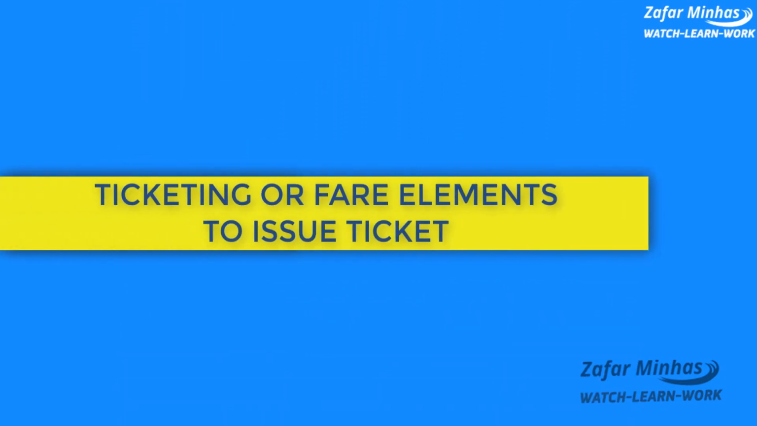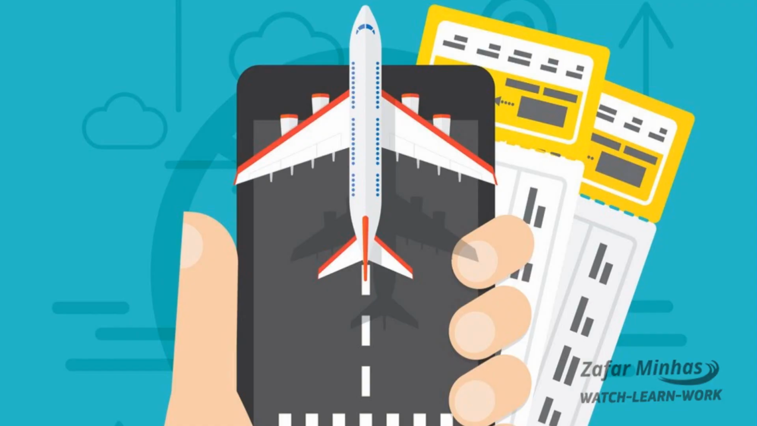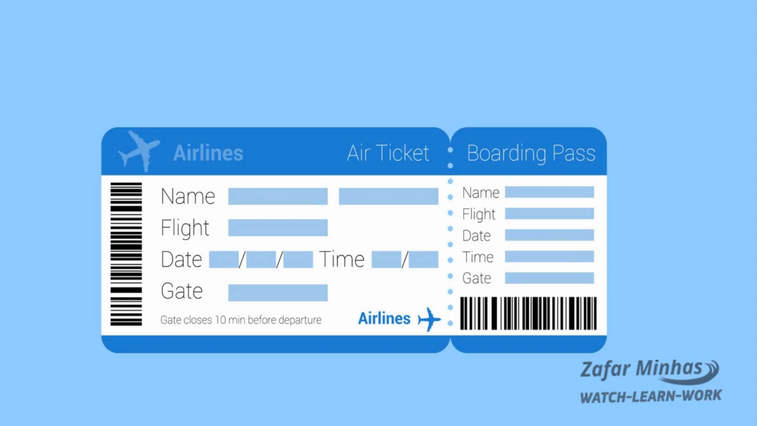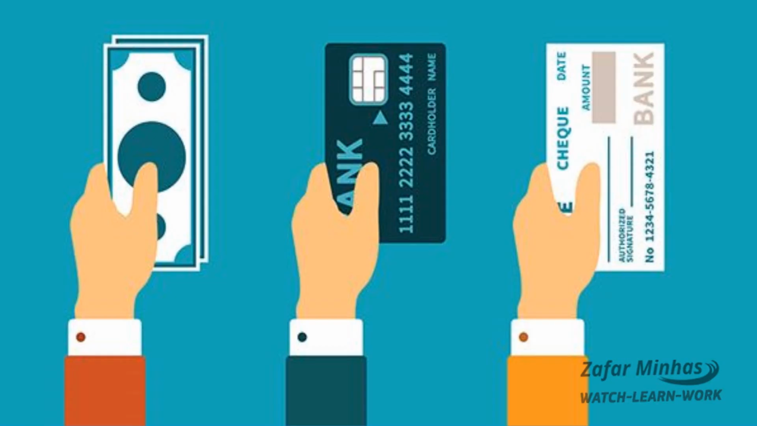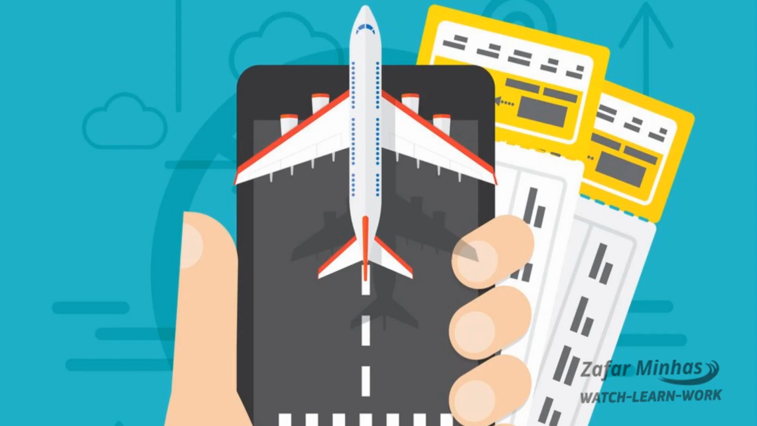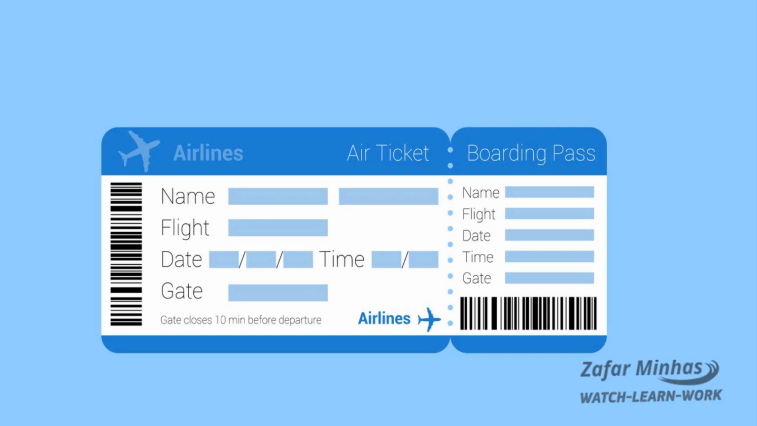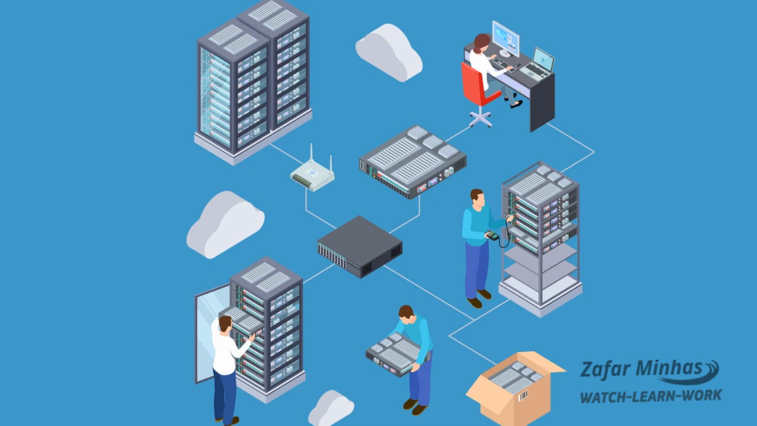In this video you will learn ticketing or fare elements to issue a ticket. After PNR and TST have been created, you need to enter ticketing or fare elements in a PNR before you can issue a ticket. These elements are FV validating carrier, FP form of payment, FM commission. Validating carrier and form of payment are mandatory ticketing or fare elements. Commission elements can be optional depending on your market and office profile settings.